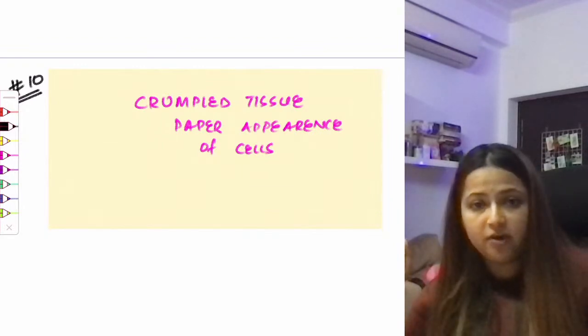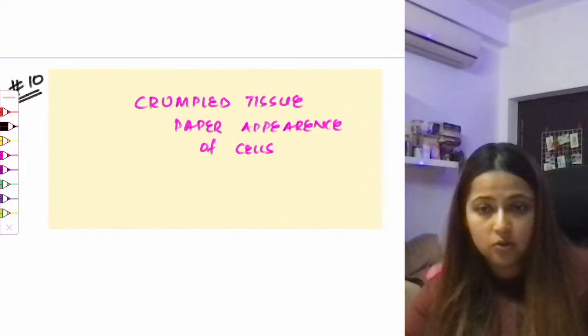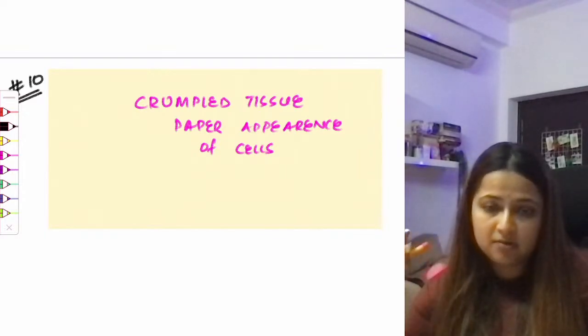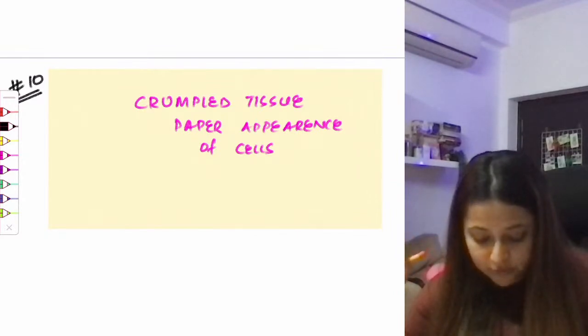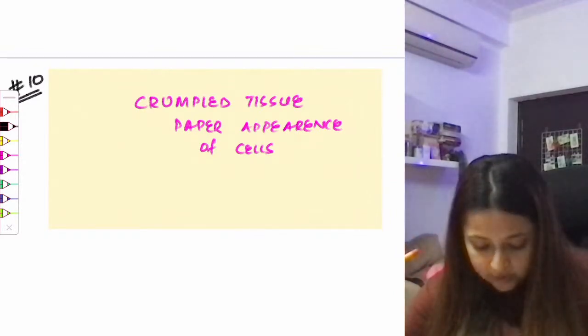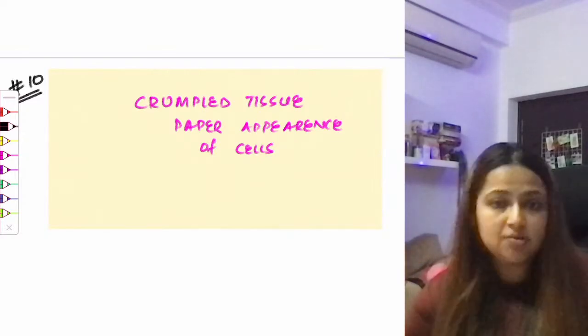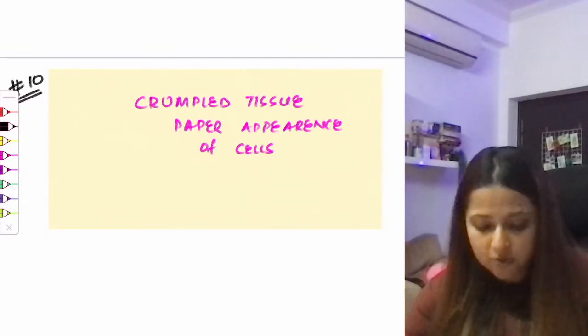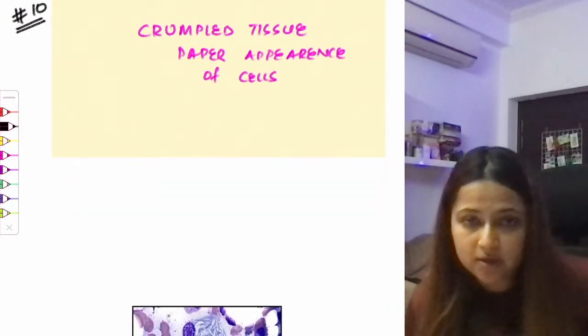This is a very important point. Although you won't be asked about it directly, you could be given a picture. So this classical appearance, crumpled tissue paper appearance of cells, where do you see it? Yes, Sachi, Smriti, you give the right answer. Swatantra, yes, that is Gaucher's disease. At least you should know this. This is really important. Gaucher's disease, crumpled tissue paper appearance of cells.